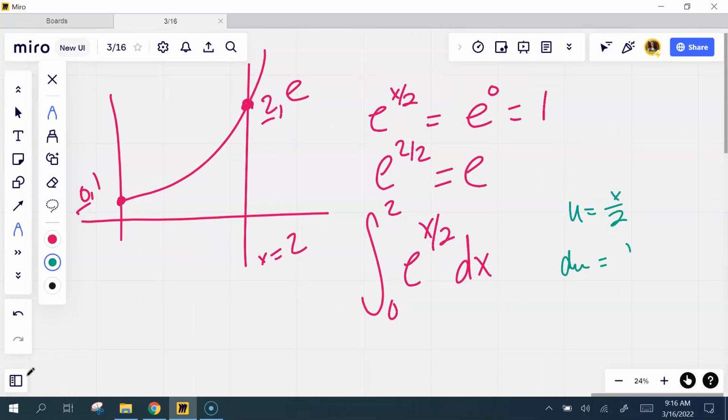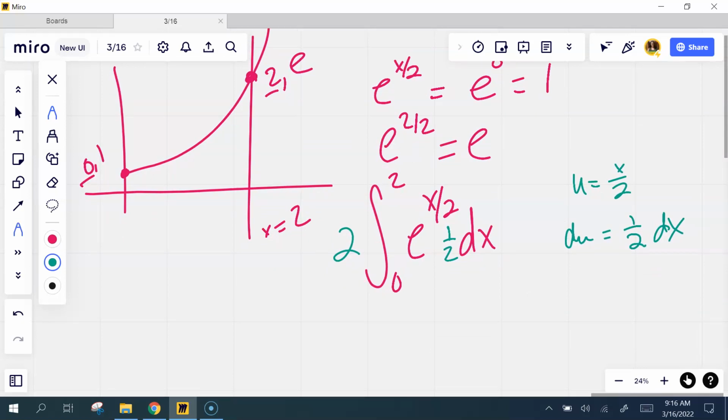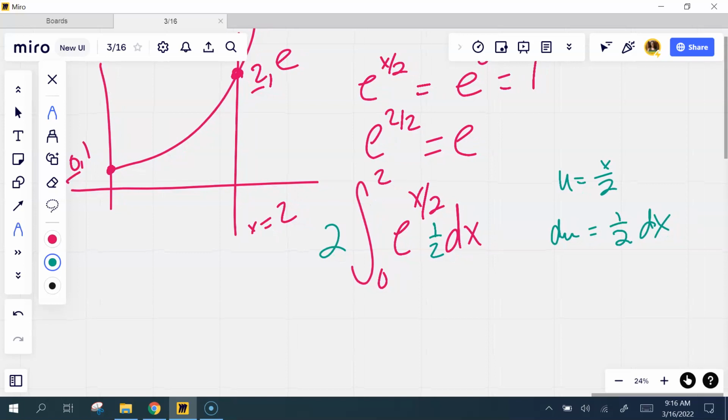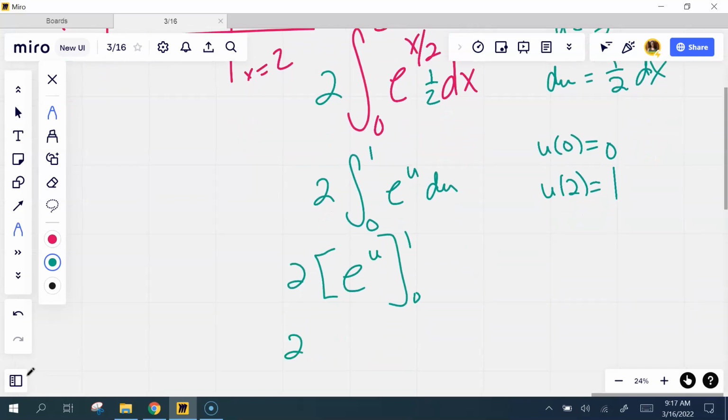So that would mean du is 1/2 dx. So I need a 2 out here because I need a 1/2 in here, right? Yes, you're absolutely going to have to change the bounds here. So if I change this, I got 2 e to the u du. I'm going to have to change these bounds in terms of u also. So u of 0 is 0, u of 2 is 1. So it actually makes easier bounds. Now I have 2 times e to the u evaluated from 0 to 1, which is 2e minus 2.